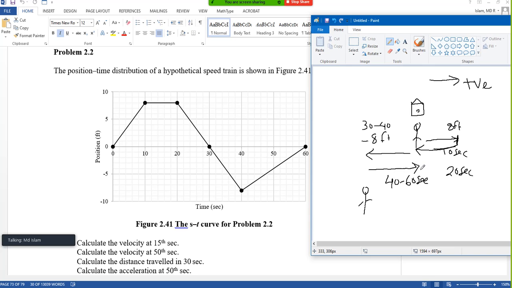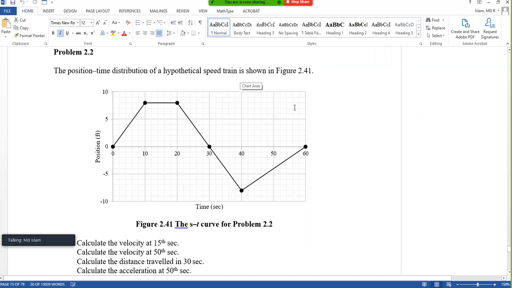That is the meaning. Okay, now how to solve the problem? Calculate the velocity at the 15th second. Now 15th second or after 15th second is the same thing, it doesn't matter. So 15 seconds, where is it? Between 10 and 20. 15 is here.